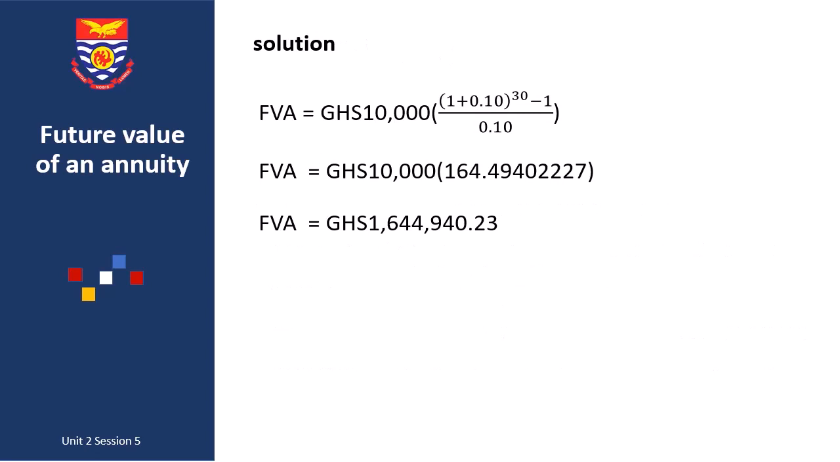So each year's amount is 10,000. The N is 30, which is 30 years, and the rate required given in the question is 10%. So working through, we are going to get 1,644,940 Ghana cedis as the future value of the annuity.